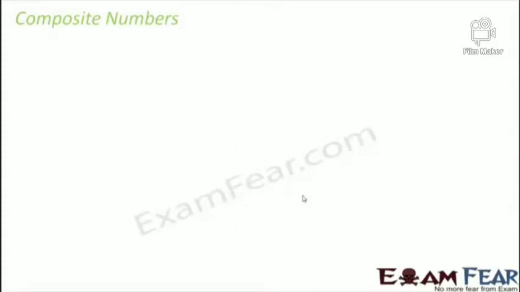So then, what are composite numbers? Composite numbers are exactly those numbers which are not prime. So basically, these are numbers with more than two factors. That means these numbers will have 1 as a factor, the number itself as a factor, plus some other factors. So let's quickly look at some examples.